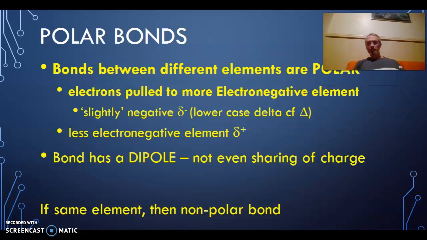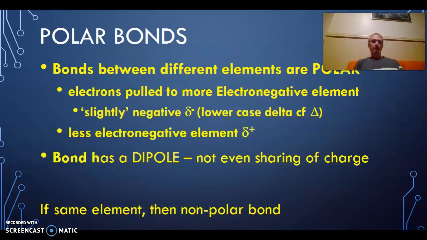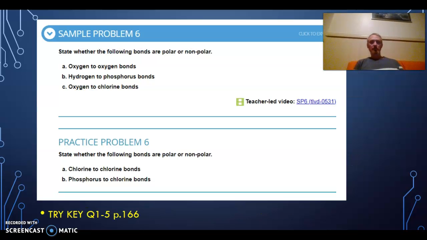If I get that out of the way, hopefully you can see that. If it is the same element, then the electrons will be evenly shared and you'll have a non-polar bond. Check out the animations. We have to be able to state which of the following bonds are polar or non-polar: oxygen to oxygen, hydrogen to phosphorus, oxygen to chlorine.